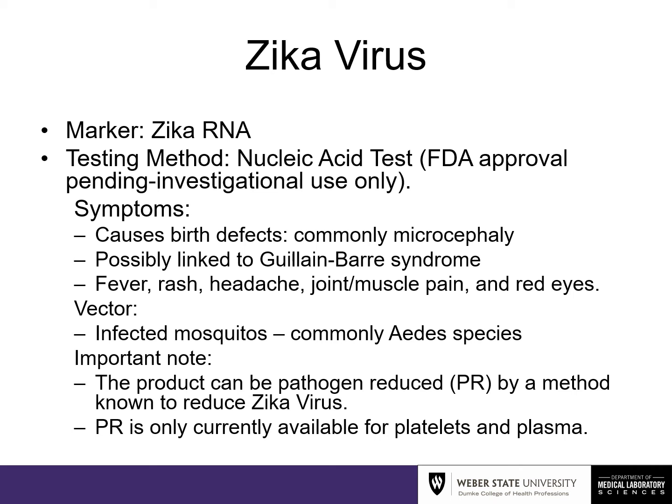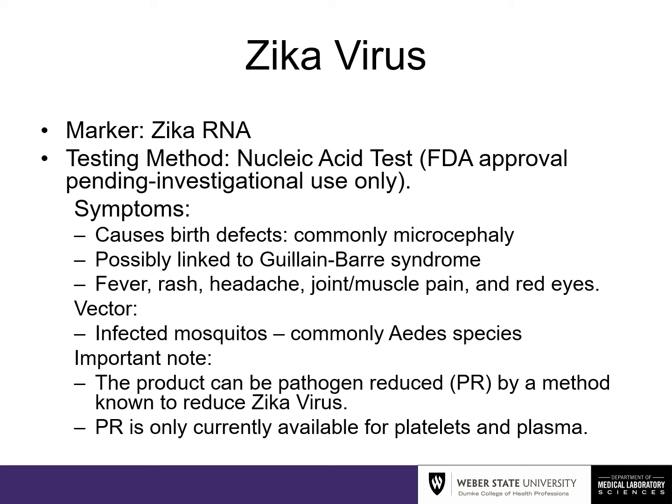Next, studies have also found that there may be a link to Guillain-Barré syndrome, which is when a person's own immune system damages nerve cells. And then some signs to look for when you are infected would be fever, rash, headache, joint pain, muscle pain and red eyes. So as we went over with pregnant women, prevention is key because the vector of Zika virus is mosquitoes, and typically this is the Aedes species, which will feed typically at day and night. So it's important to be careful.